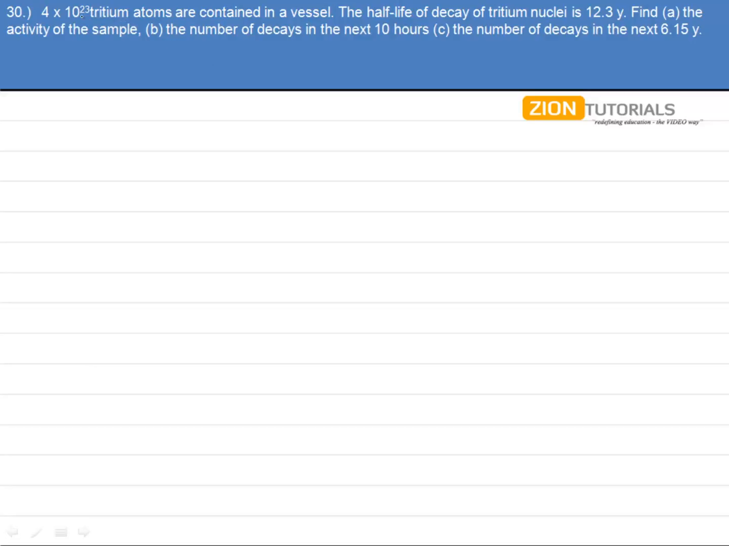As the question says, 4 into 10 to the power 23 tritium atoms are contained in a vessel. The half-life of decay of tritium is 12.3 years. Find the activity of the sample and the number of decays in the next 10 hours and the number of decays in next 6.15 years. So we have been given the total number N to be 4 into 10 to the power 23 and t half has been given as 12.3 years.